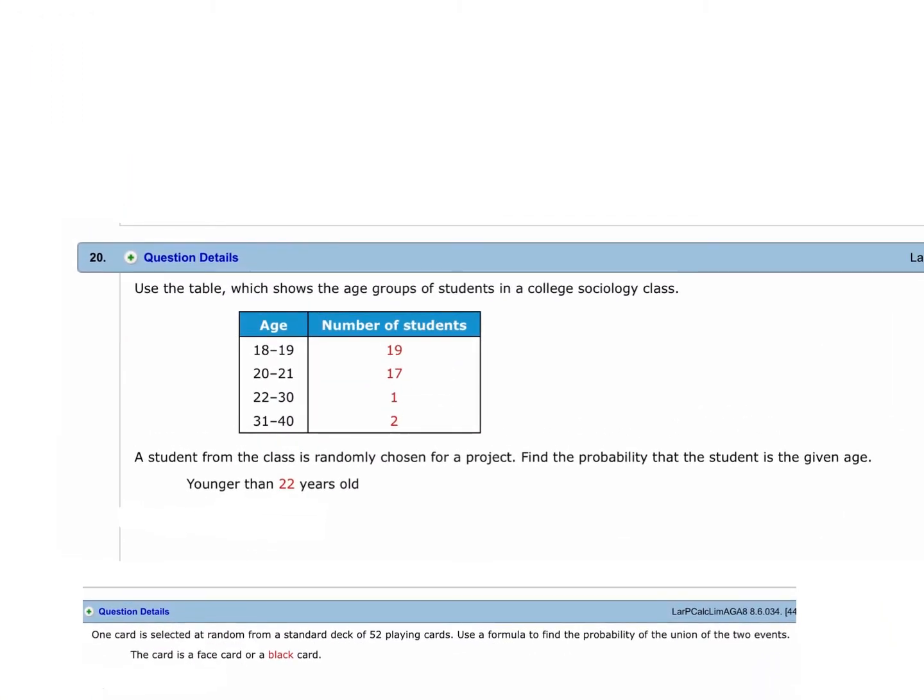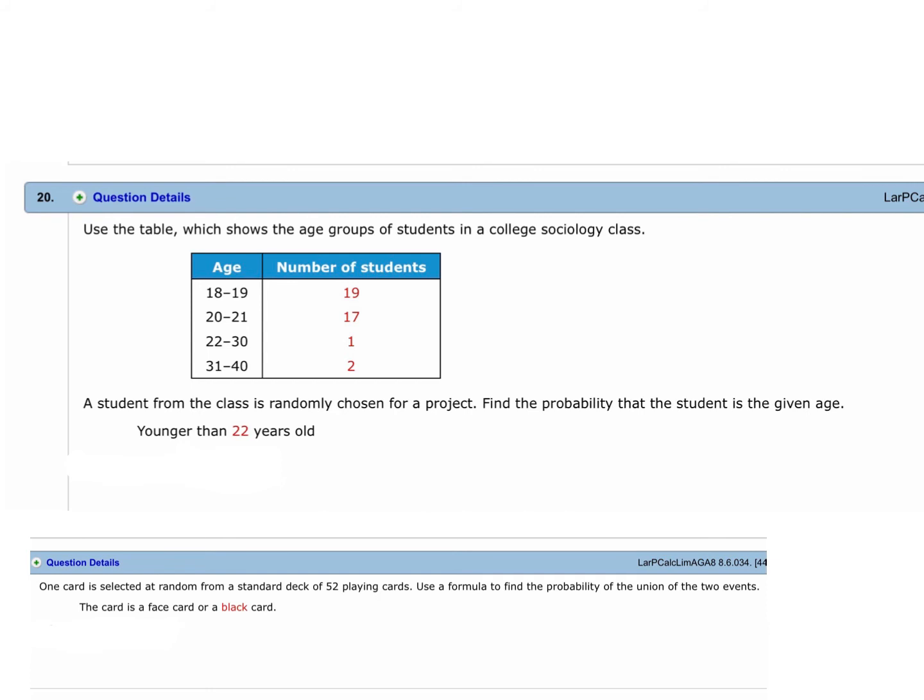Use the table which shows the age groups of students in a college sociology class. So a student from the class is randomly chosen for a project. Find the probability that the student is the given age. So we're looking for younger than 22 years old. How many students total do we have? 39. Just add them all up.